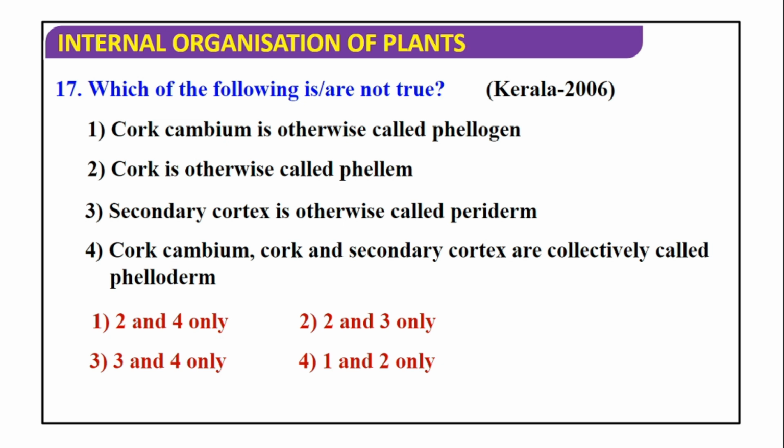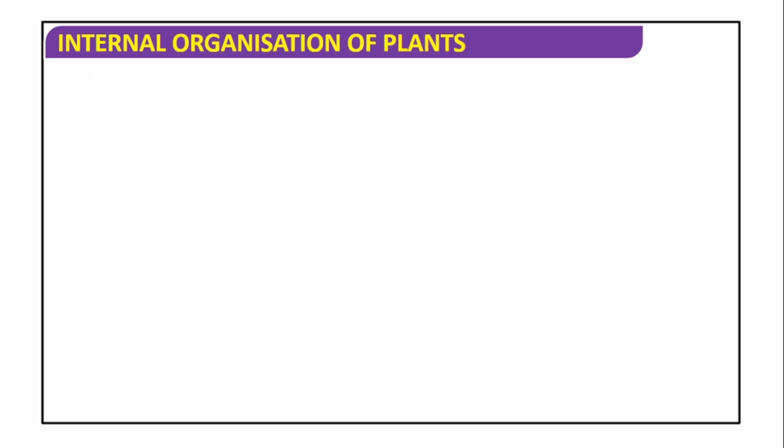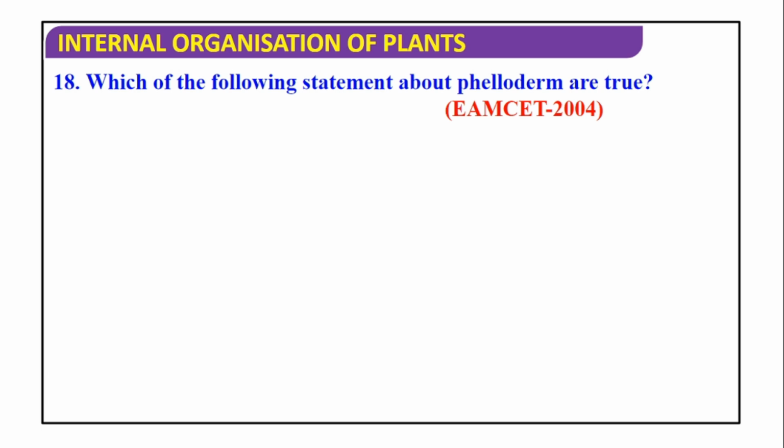The correct option is that secondary cortex is otherwise called periderm, and the cork cambium, cork and secondary cortex are collectively called phelloderm. That is the third, it is the correct option.